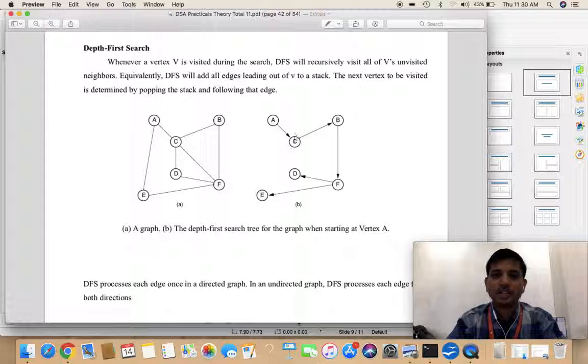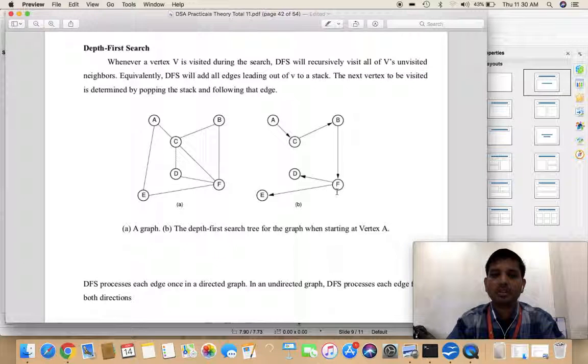Then again we have to see the possible further paths from C. The possible further paths are B, F and D. We have to choose one of them. If I choose B, then again we see the possible paths from B. The possible paths from B are C and F, but C is already visited, so we go to F. So the next vertex is F.